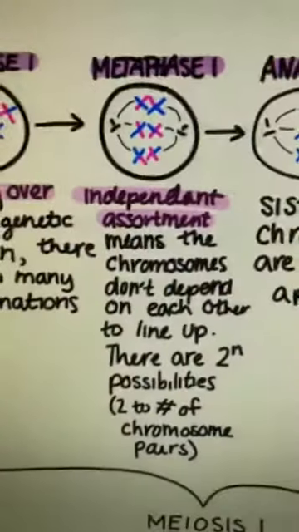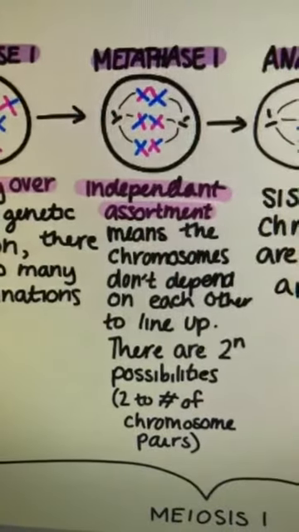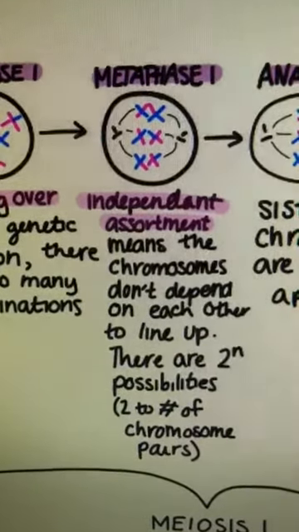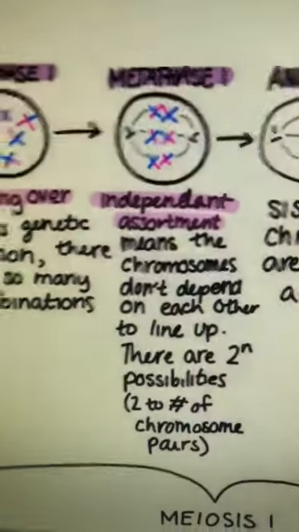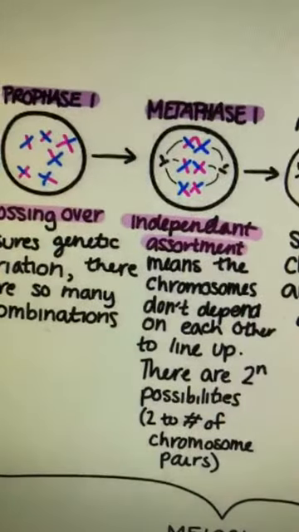Then we move into metaphase. The difference here is that now we have our homologs lining up on the metaphase plate. When they're lined up on the metaphase plate, they're lined up basically in groupings of maternal and paternal, because the whole homolog lines up. Now, when they line up, they go through something called independent assortment. Each chromosome independently assorts.